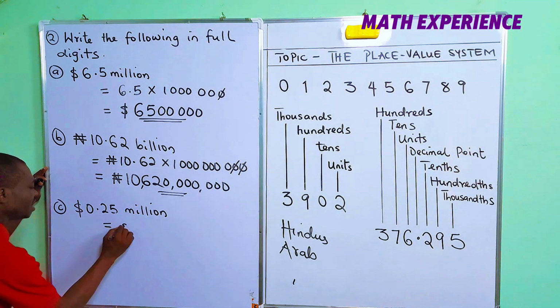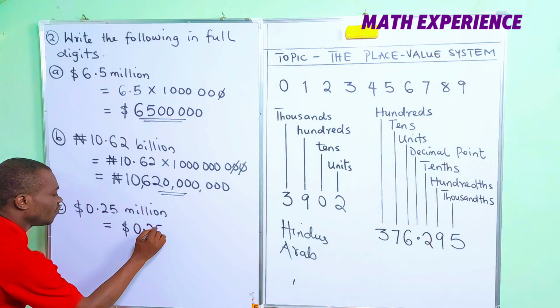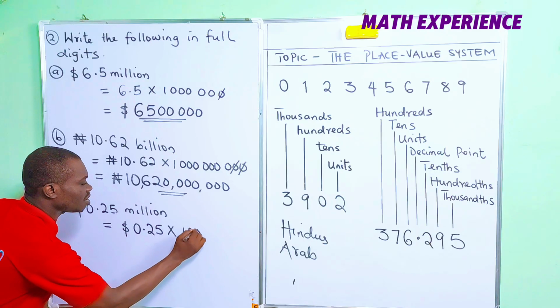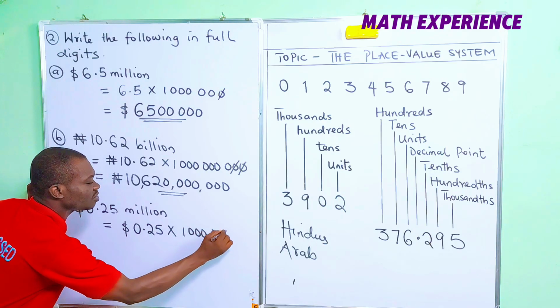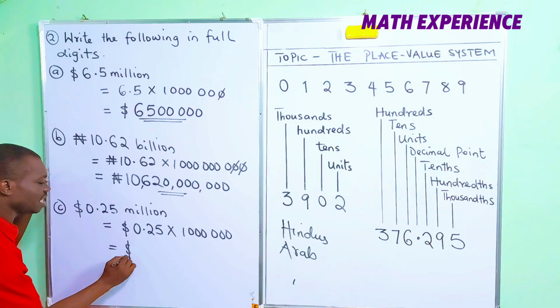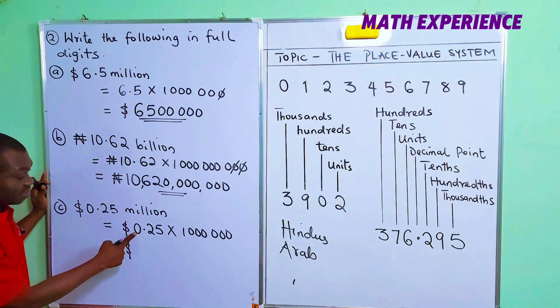All right, and then the last one, the same approach. So look at this one. You have dollars here, 0.25, and it is being multiplied by 1 million. Again, is 6 zeros. Okay. So what do I do? I bring down my dollars. And then in this case now, what you have is 0.